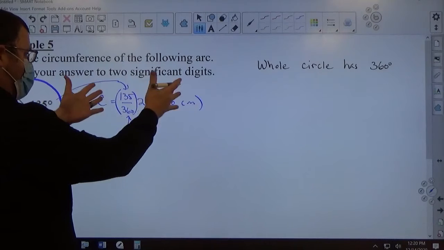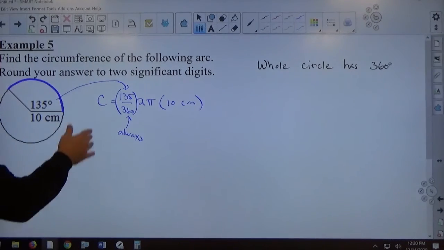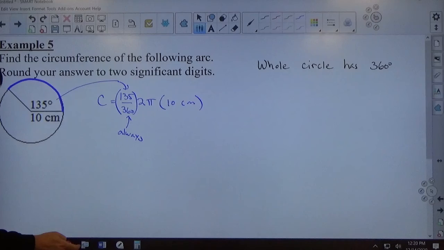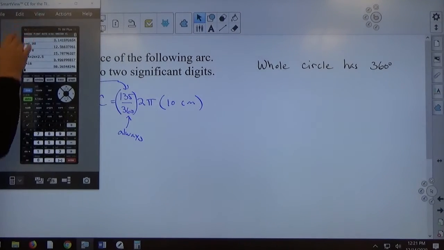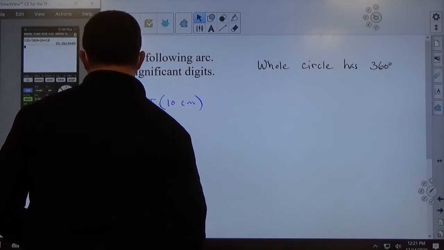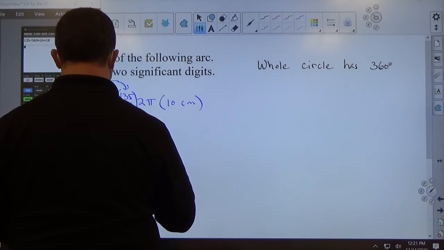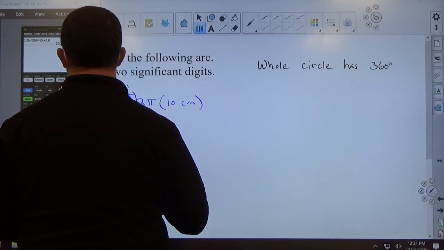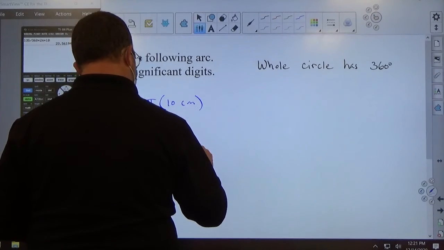So at this point, everything I need is right there. It's just a matter of punching it in the calculator. Now, obviously things reduce if I feel like reducing it. But again, my calculator knows how to evaluate this without reducing, so I might as well just go with that. So I'm just going to do 135 divided by 360 times 2 pi times 10. Again, 135 over 360. Once I hit times, it's multiplying again. Hit equals, and it's 23.56 centimeters.